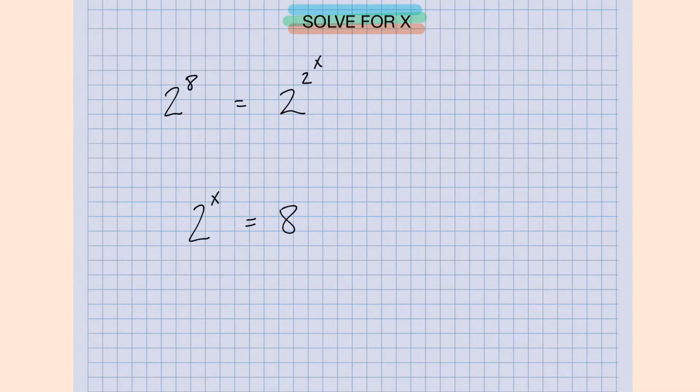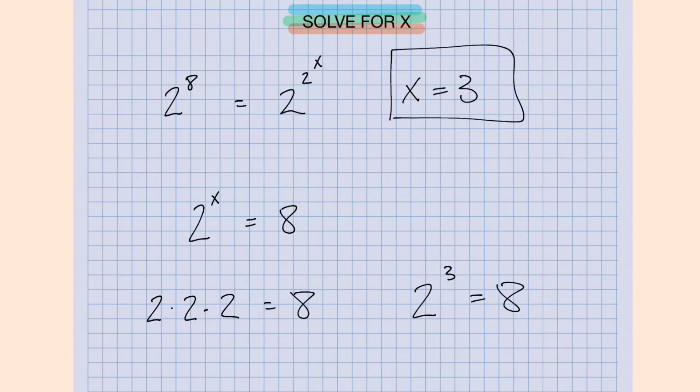Okay, 2 raised to what power equals 8? What's going to be 2 times 2 times 2? That equals 8. So we're going to say 2 to the 3rd power equals 8. Okay, 2 to the 3rd power equals 8. So here we have 8. Here we have 2 raised to some number equals 8. Well, we just discovered that 2 to the 3rd power equals 8. So we know that the variable x has to equal 3. And there it is. There's our answer. X equals 3.